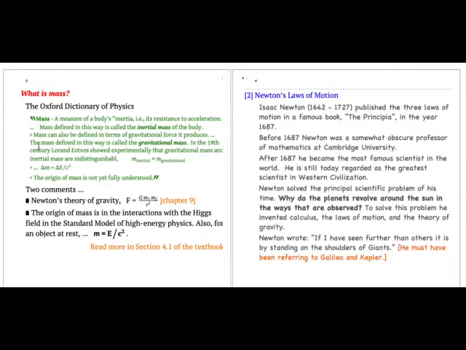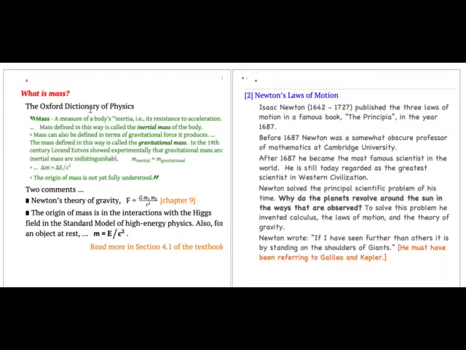In the 19th century, the Hungarian physicist Loránd Eötvös showed by experiments that gravitational mass and inertial mass are indistinguishable: inertial mass is equal to gravitational mass. That's already kind of implied by Newton's theory of gravity, but Eötvös did the best experiments.